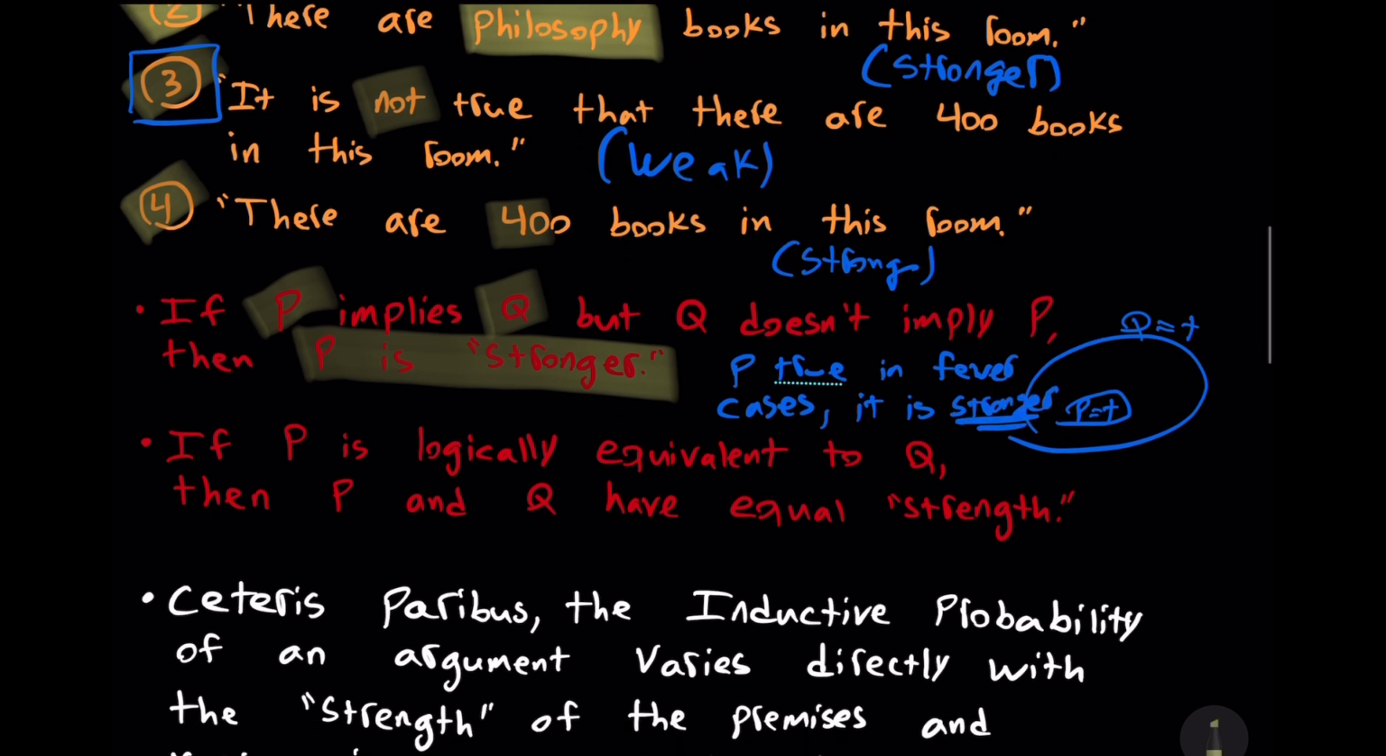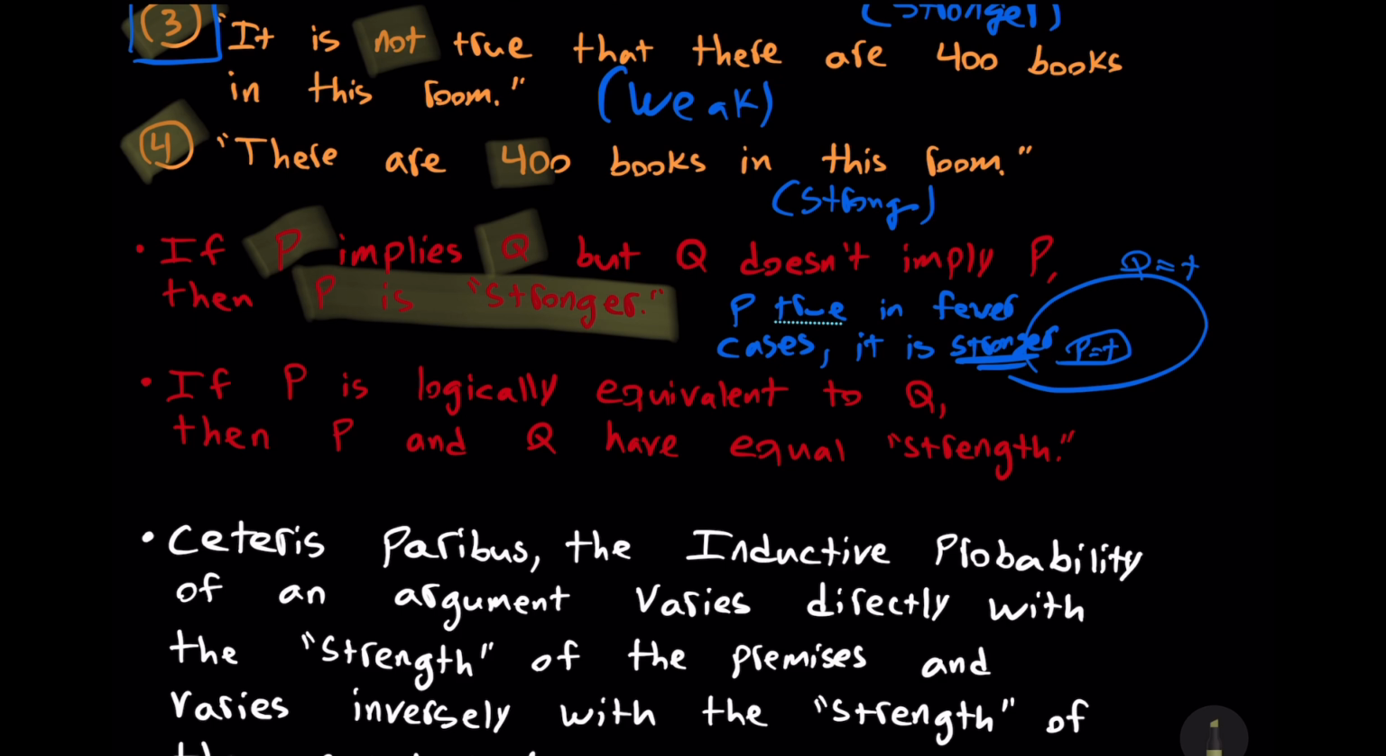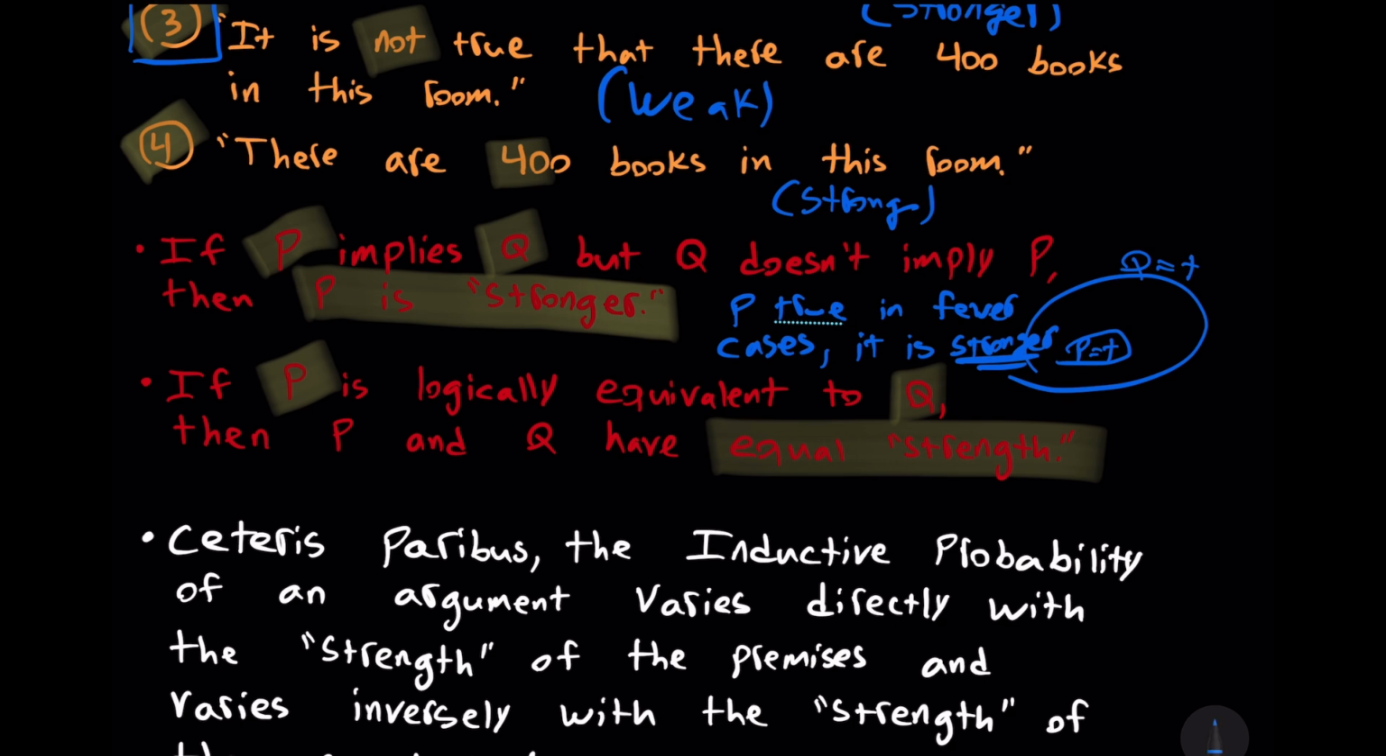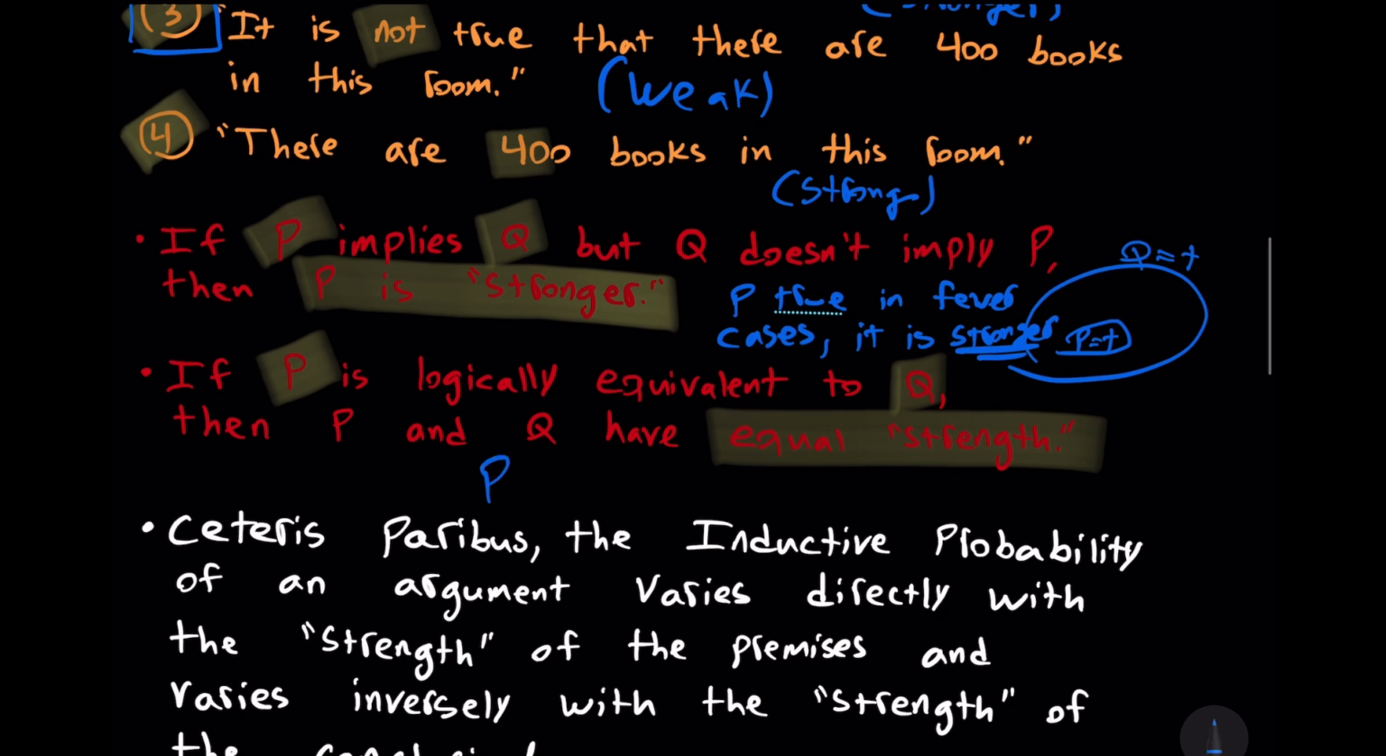Another rule, which is even more obvious, if P is logically equivalent to Q, then P and Q have equal strengths as propositions. We really have a biconditional. We have P if and only if Q. They're going to have equal strengths. Whereas before, all we know is that P implies Q, but Q does not imply P.